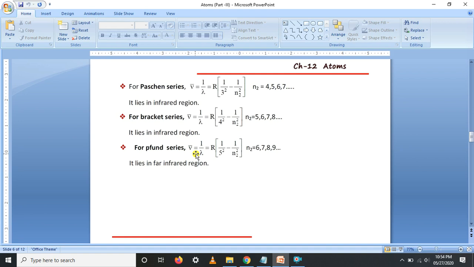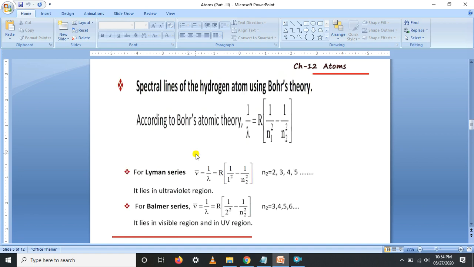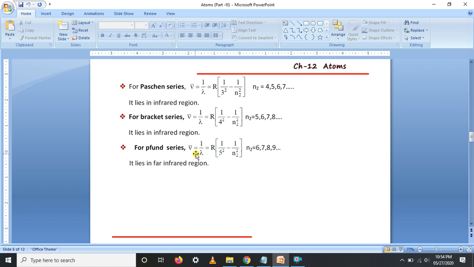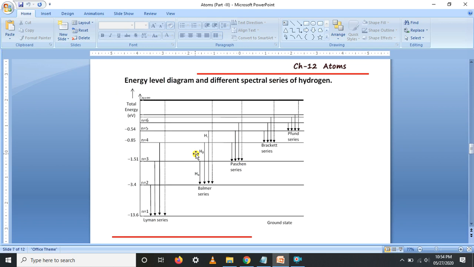Like this, the series of spectral lines for the hydrogen atom has 5 series: Lyman series, Balmer series, Paschen series, Brackett series and Pfund series. After that, this is the energy level diagram for different spectral lines.